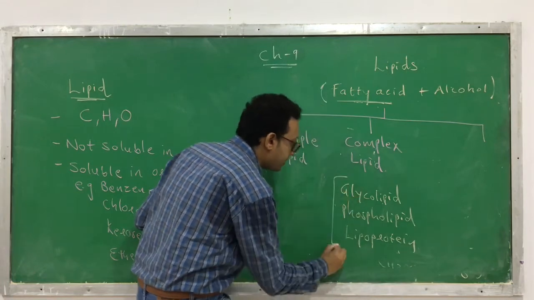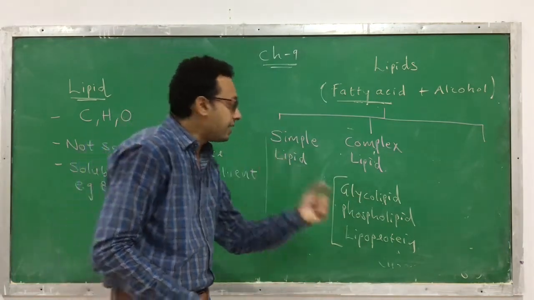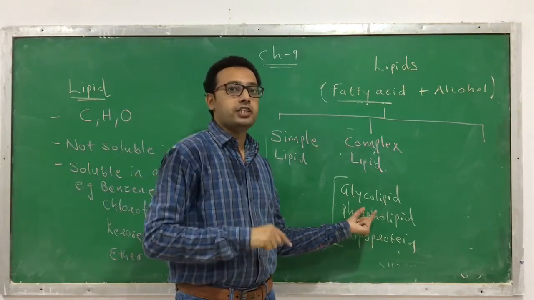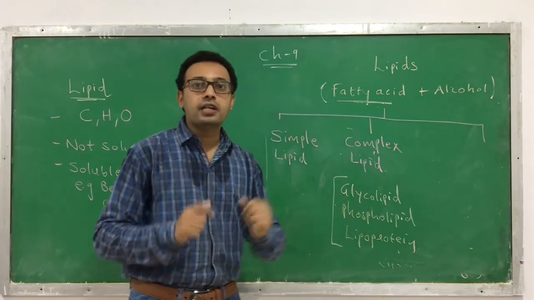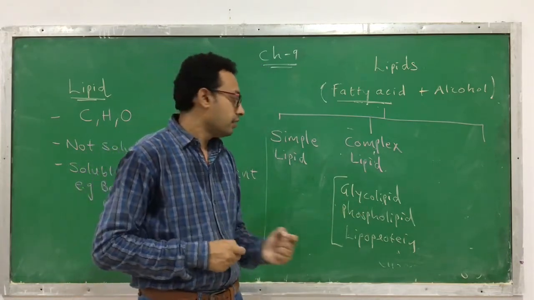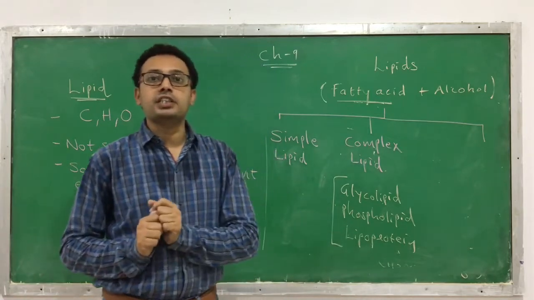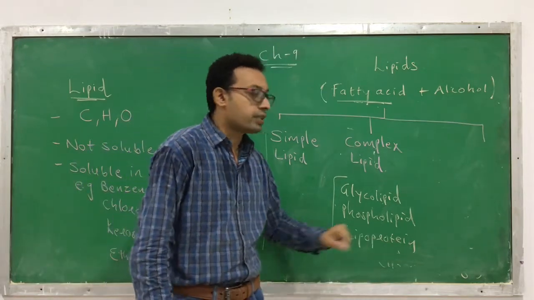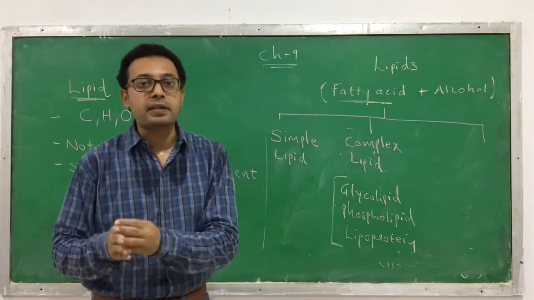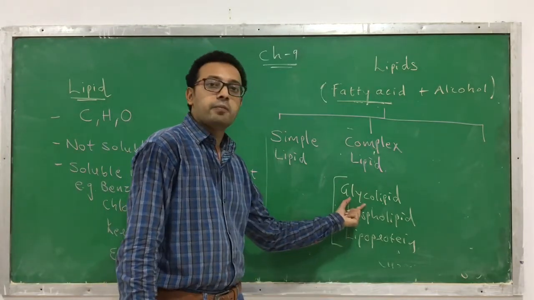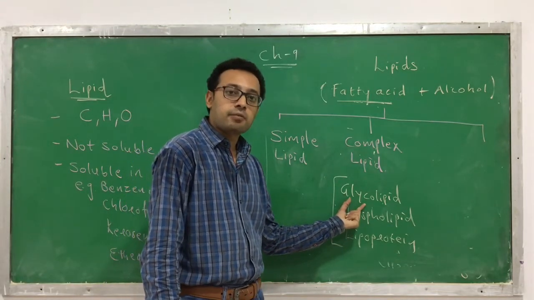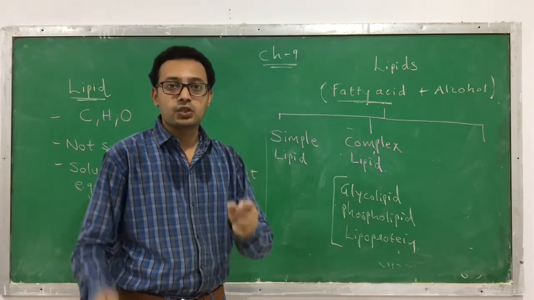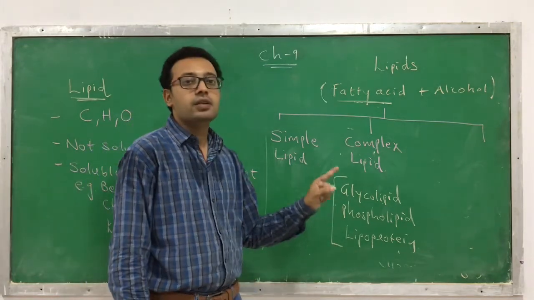So these all three are lipids, but they are complex lipids, meaning they contain fatty acid, alcohol plus a non-lipid constituent. In glycolipid, the non-lipid constituent is carbohydrate. In phospholipid, the non-lipid constituent is phosphorus. And in lipoprotein, the non-lipid constituent is protein. Clear? Based on the non-lipid constituent, they are named. Glyco means the non-lipid constituent is carbohydrate. In phospholipid, it is phosphorus. In lipoprotein, it's protein. So they are the non-lipid constituents found in the respective complex lipids.